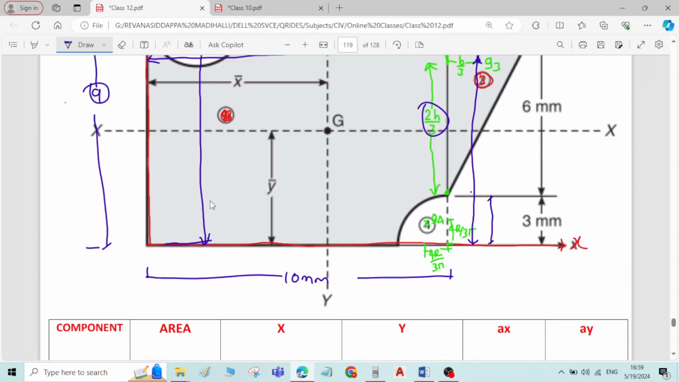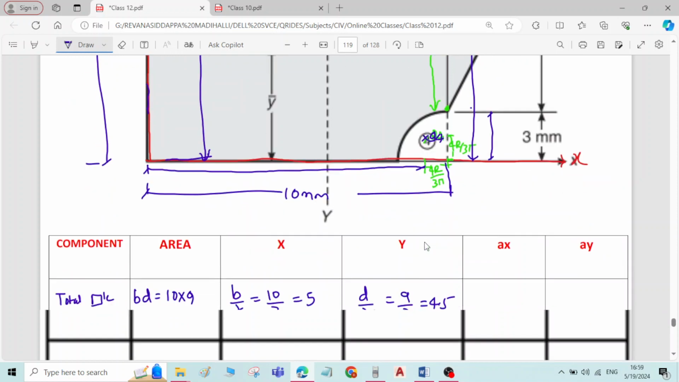Coming to the x value for quadrant of the circle, means distance of G4, the center of quadrant of the circle, from reference y axis. This is the x value, from here to here. You know the overall distance from here to this corner is 10 mm. 10 minus 4r by 3 pi will give the x value for quadrant of the circle.